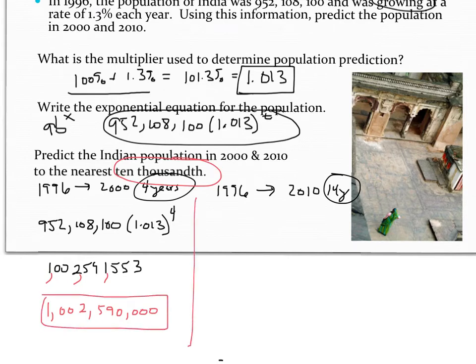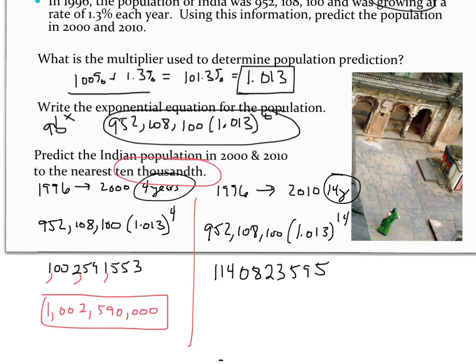Okay, and we're going to set it up the same way for 2010. We got our initial value, got our multiplier, but to 14. Then we plug it into our calculator and crank it out. Okay, so in the year 2010, we're going to have 1,140,000,000. So large growth from the year 2000 to the year 2010.